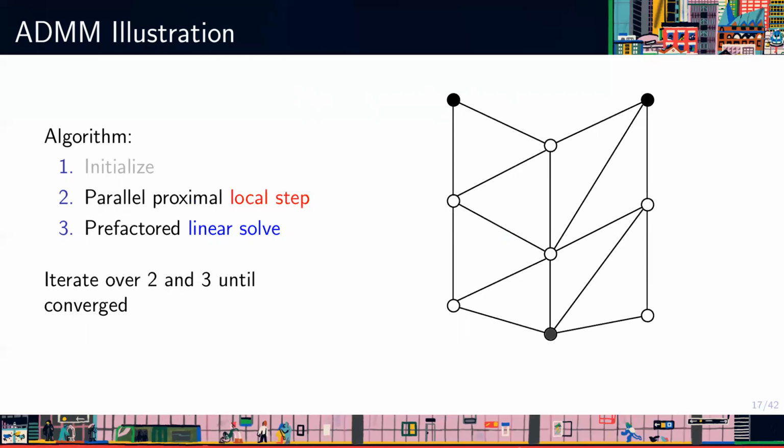So after the linear solve, we now have a configuration that has lower energy than before, but the local energies are no longer minimized. And so the standard ADMM PD algorithm iterates over steps 2 and 3 until some convergence criteria is met.